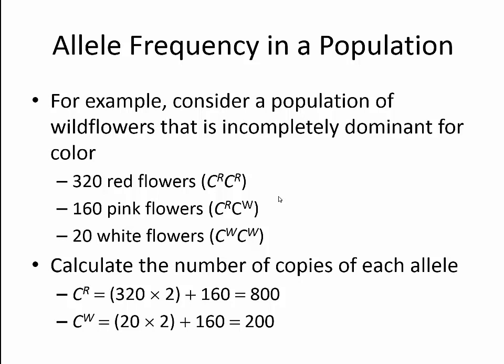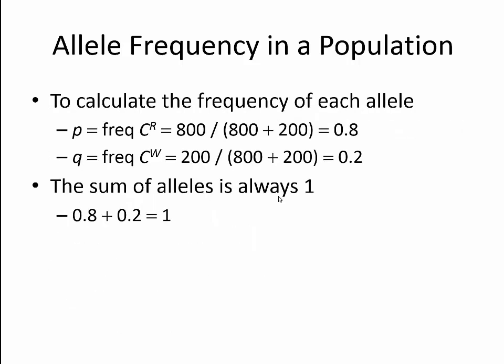Now, let's do the calculation for the white allele. There are 20 white flowers multiplied by 2, because they're homozygous recessive. And then, of course, we look at the pink flowers, and sure enough, there are 160 pink flowers that have 1 copy of that allele, and that's 20 times 2 plus 160, which is equal to 200. So to calculate the frequency of each allele, this is how we would do it.